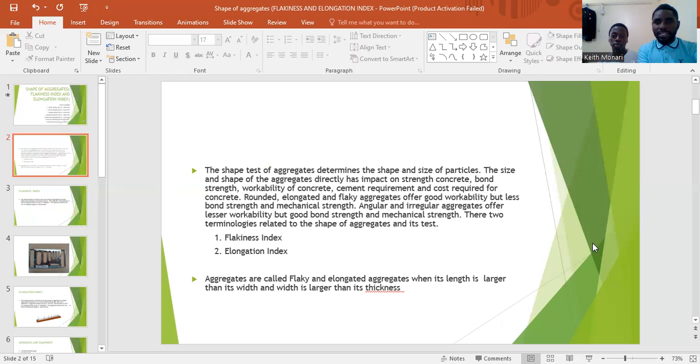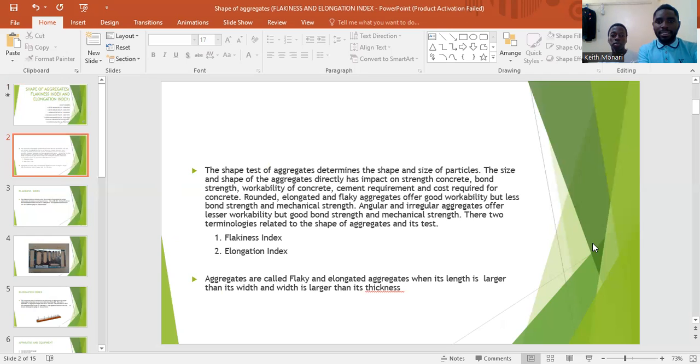Rounded, elongated, and flaky aggregates offer good workability, but less bond strength and mechanical strength, while the angular and irregular aggregates offer lesser workability, but good bond strength and mechanical strength. There are two terminologies related to the aggregates and its test. Number one, the flakiness index, and number two, the elongation index.